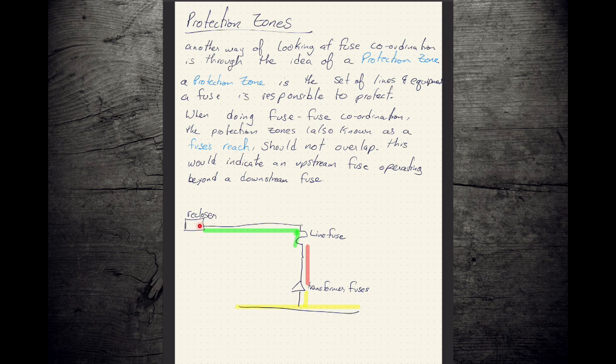And when we're talking about how far a device goes, we use the term reach, right? So your recloser or your station breaker should reach out to, but not past, your line fuses. Your line fuse should reach out, but not past your transformer fuses. Your transformer fuses should reach all the way to the end of your secondary network.